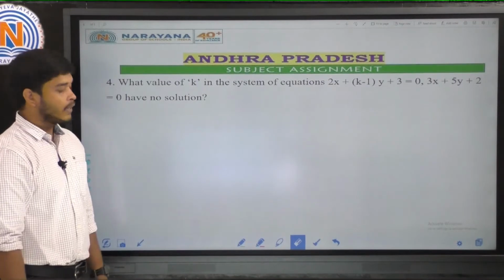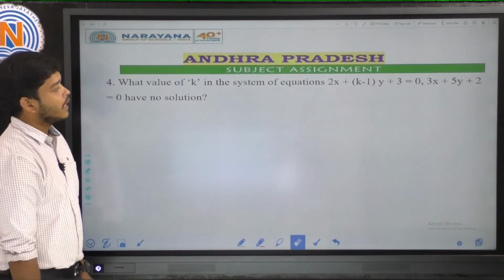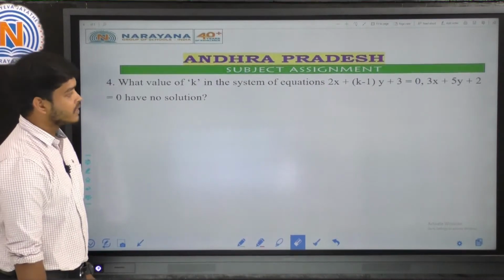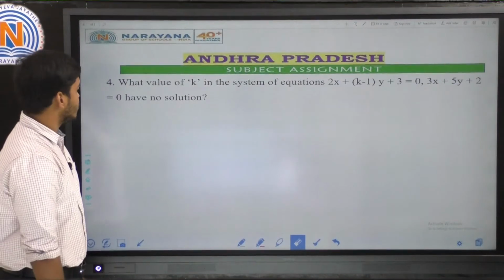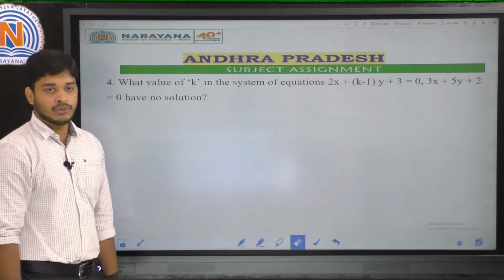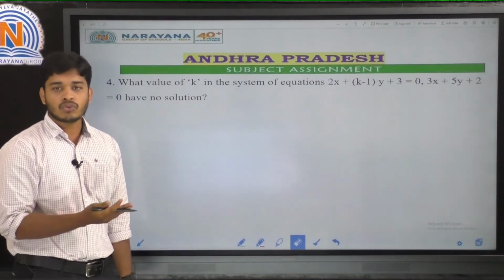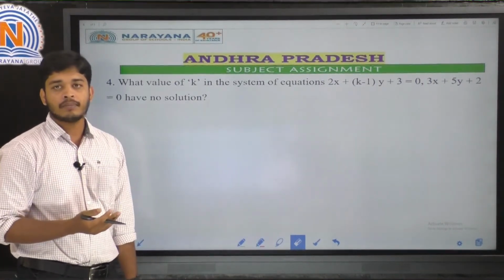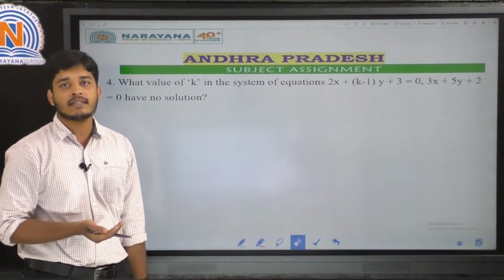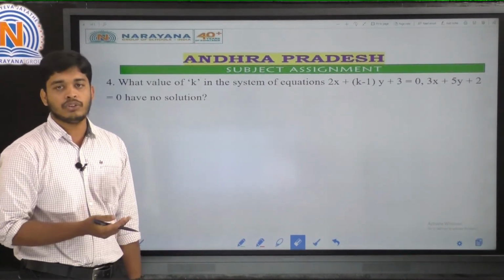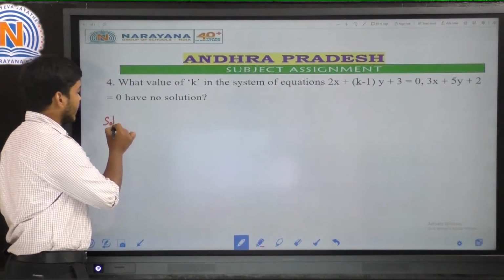What is the value of k in the system of equations 2x + (k minus 1)y + 3 = 0 and 3x + 5y + 2 = 0 that have no solution? So he is saying that the two equations have no solution, which means they are parallel lines, right? They are inconsistent lines, they have no solution, right? So use that condition, then find the k value.